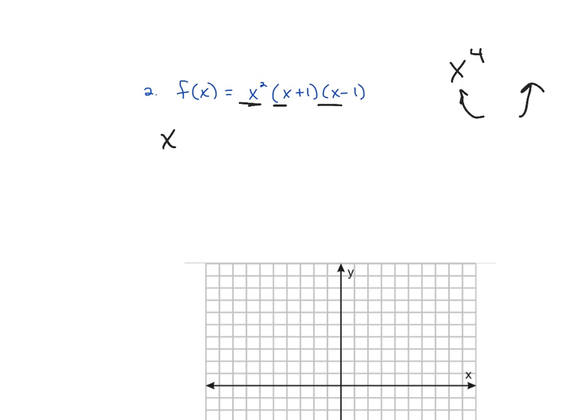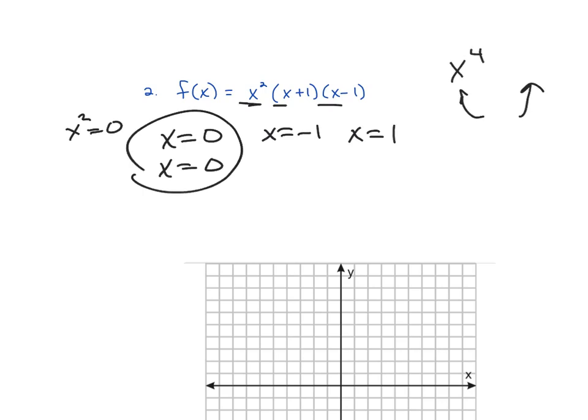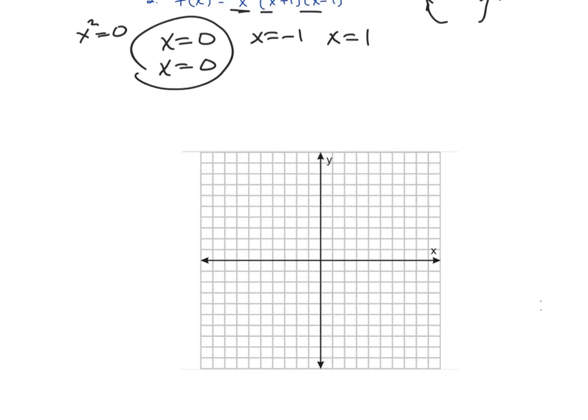So I have a 0 at x equals 0 because I'm solving x squared equals 0. So I have 2 of them at 0. I have x equals negative 1 and x equals positive 1. For this one, it's going to be a bounce. So let me go ahead and put these zeros on my graph. So I have one at negative 1, 0, and positive 1.